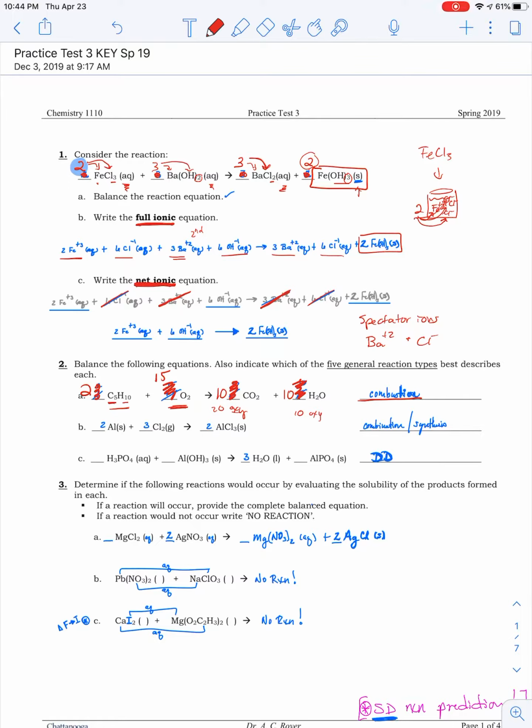Now, our next reaction right here, I would look for the 2, here's my 2, and I'm going to compare it to the 3. So that tells me that I need a 3 here, and I need a 2 here, and then I'm going to need to fix my aluminum, so I put a 2 here.